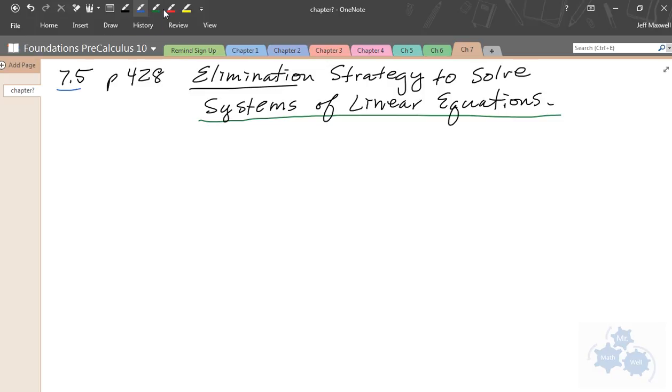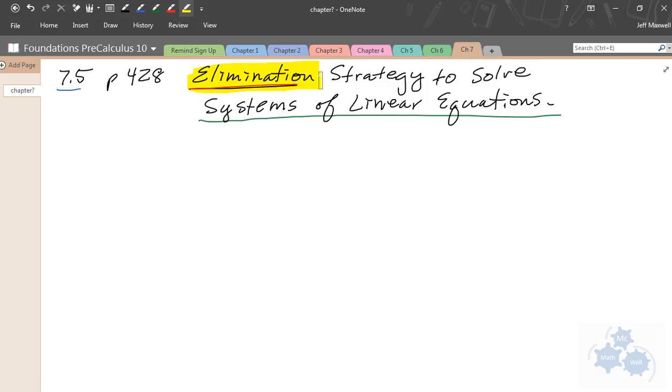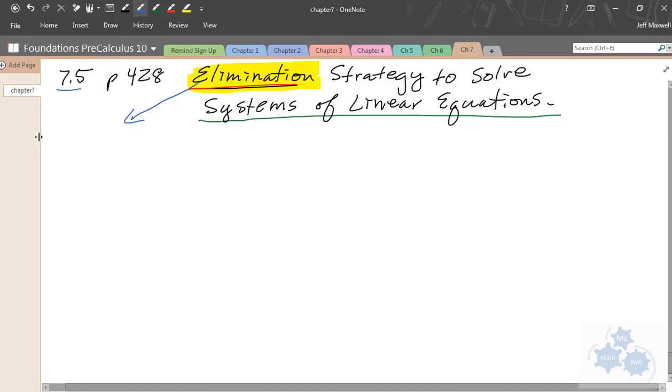And elimination, if you think about that word, elimination means to basically get rid of something, right? If something is being eliminated, that means we are getting rid of it, or it is kind of not in the equation anymore. So we are going to eliminate a variable, okay? So we're going to focus on eliminating a variable today. I'm going to show you how that happens.